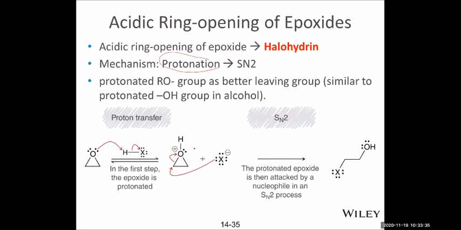It almost looks like a protonated ether. With a protonated ether, this entire group becomes a better leaving group, just like a protonated alcohol. The next step is the halide that comes from the acid having nucleophilic attack on this carbon, breaking this bond. So finally, the reaction is SN2, and it gives us a halohydrin as a product.